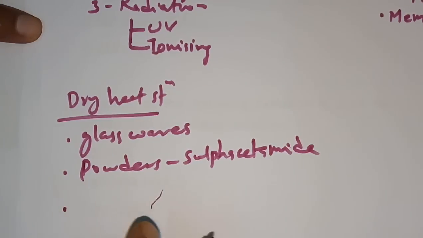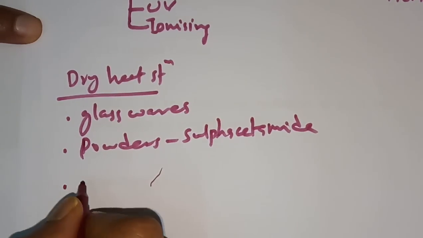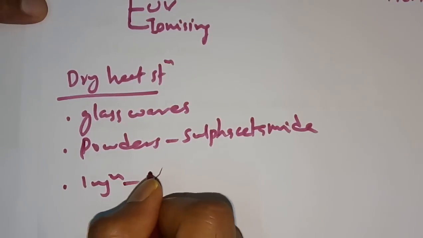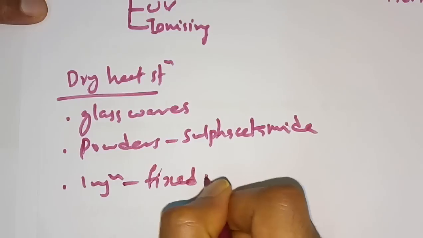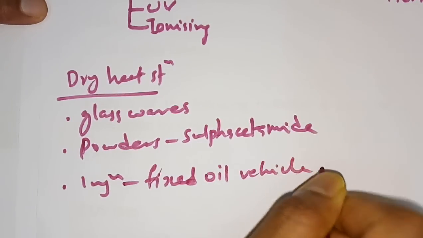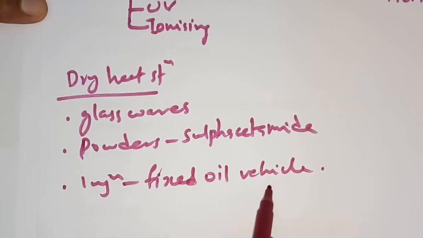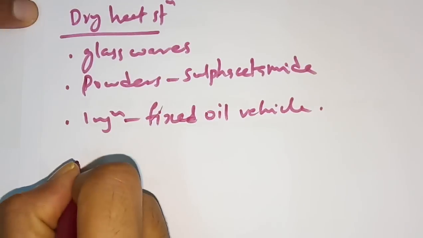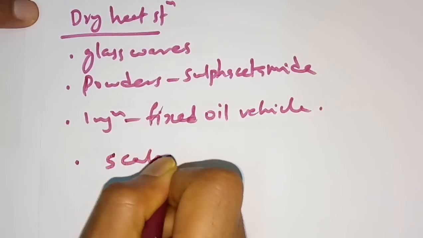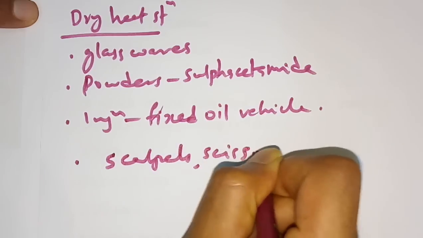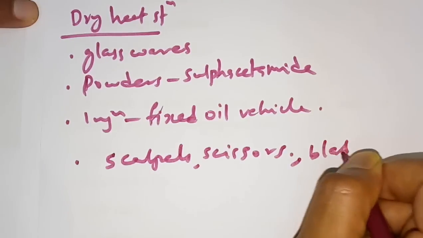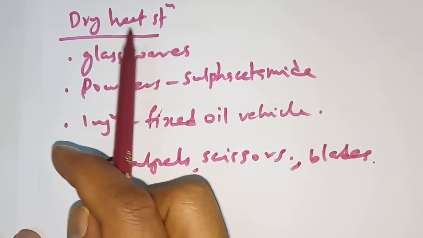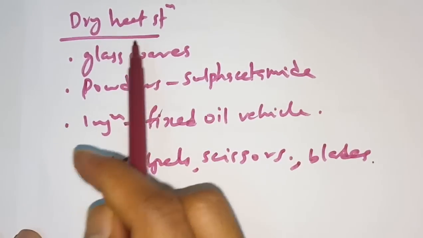The next one is used for the sterilization of injections containing fixed oil as vehicle. And the last one, scalpels, scissors, blades, etc., are all sterilized by the dry heat sterilization method.